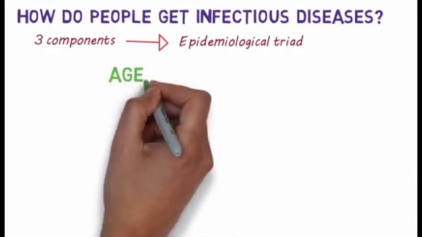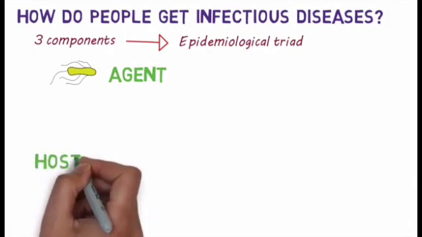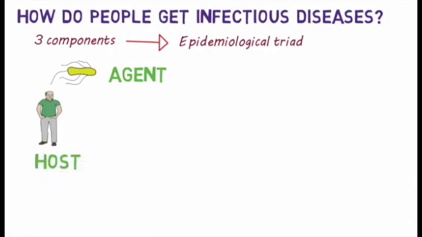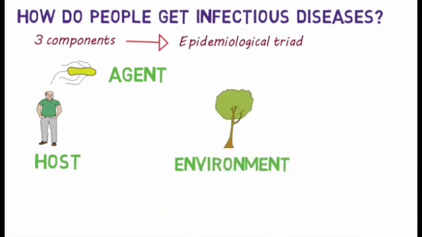The first component is the agent. This is the organism that causes the disease. It can be bacteria, viruses, parasites, or fungi. Second is the host, who is the target of the disease. The third component is the environment. This refers to the surroundings and conditions that are external to the host that allow the disease to be transmitted.